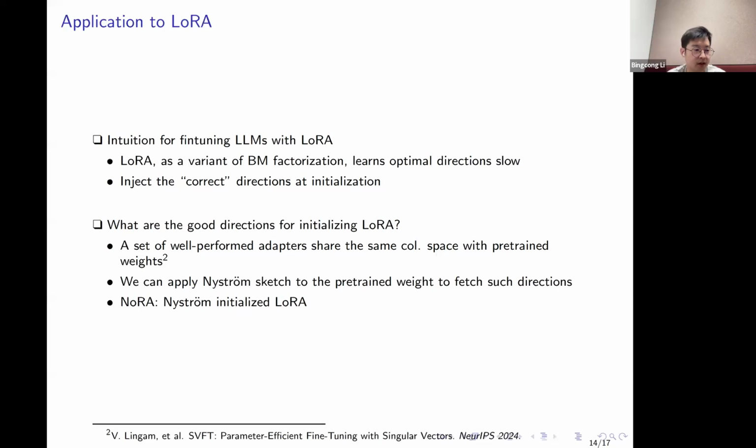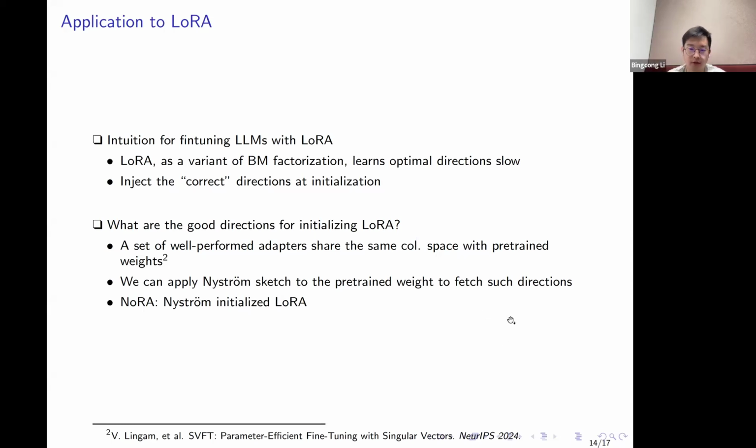The idea is that instead of searching for the global optimum, we can lower our expectation. Actually, there is a line of recent works, including SVFT in NeurIPS 2024, showing that there is a set of well-performing adapters, and these adapters have the same column space as the pre-trained weight.